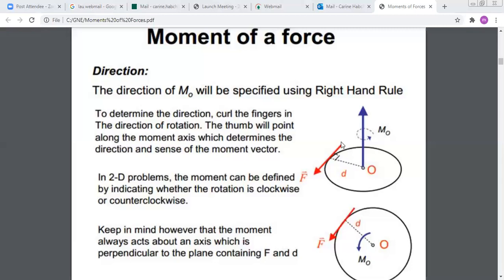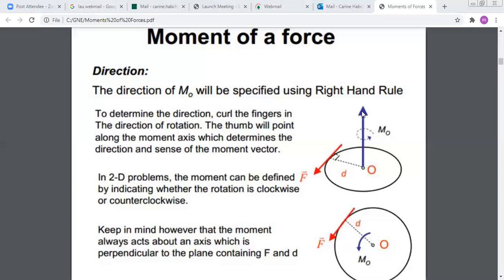And also here, you can see the vector moment. Here you cannot see the vector moment because it is perpendicular to the screen, while here you can see that it is pointing upward.